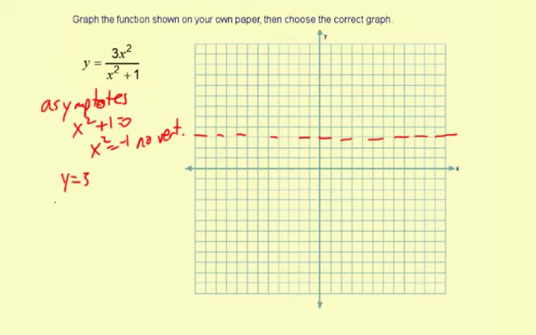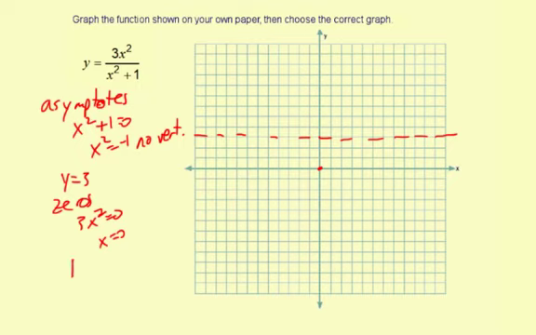Okay, now the next thing is the zeros. Let's see if there are any zeros to the function. So what you do is you set the numerator equal to 0. 3x squared equals 0. You get x equals 0 for a solution. Input is 0. 0 divided by 1 equals 0. So you know that works. It means you're going to cross the x-axis at the origin.